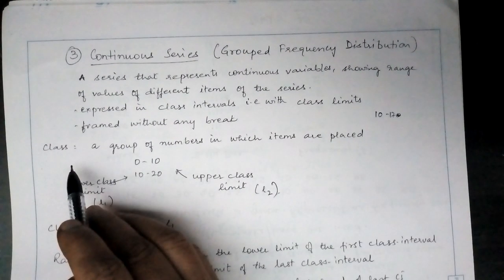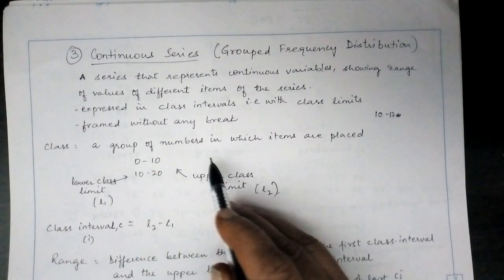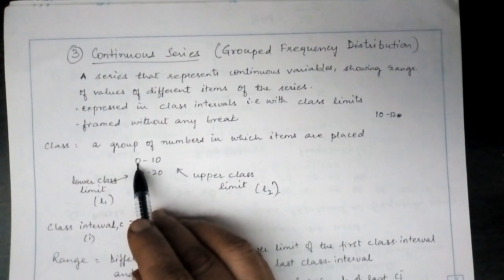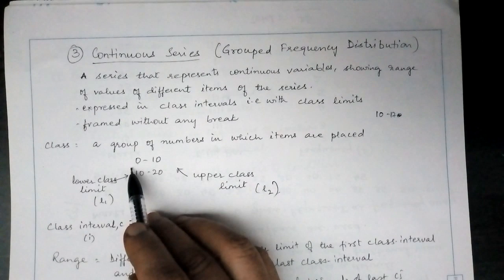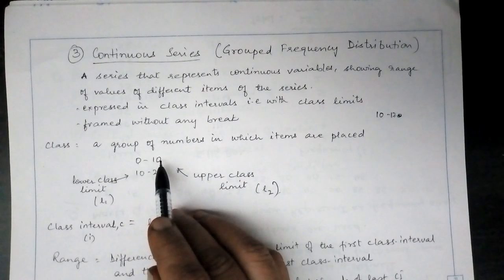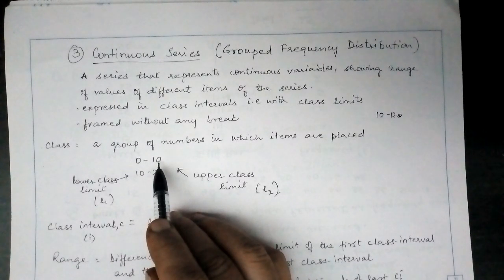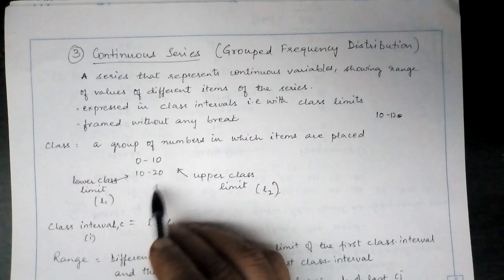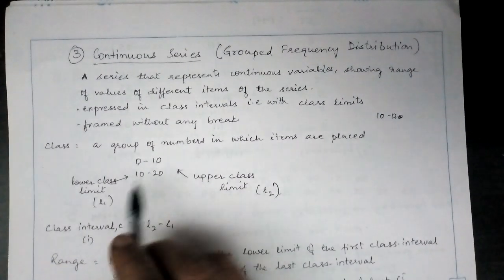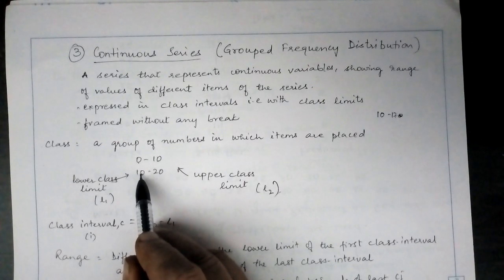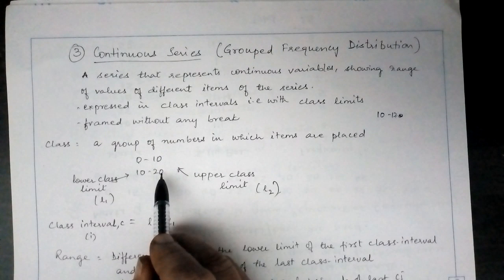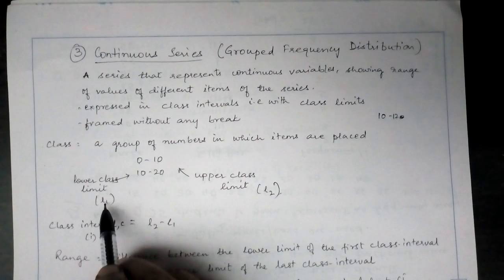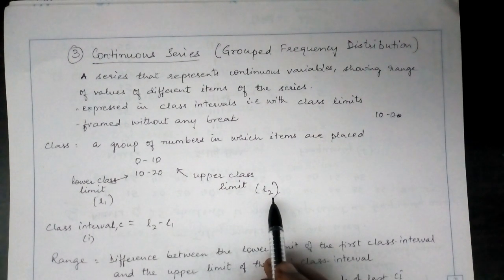So, what is a class? A class is a group of numbers in which items are placed. Suppose we have a class from 0 to 10. So, all the items can be placed within this range. Then, you may continue writing the class intervals as 10 to 20, 20 to 30 and so on. The lower class limit is on the left hand side of the class, and the right hand side one will be called as the upper class limit, represented by L1 and L2 respectively.